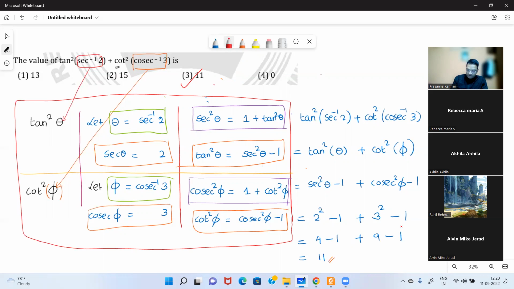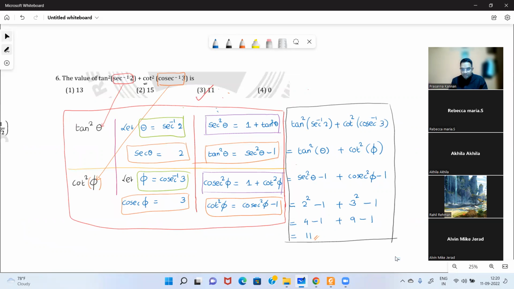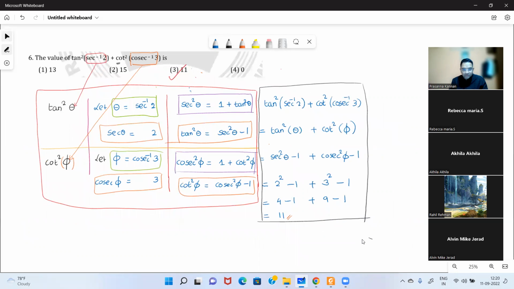These are all the background work, and the main solving is happening here. Are you clear with the way we have solved? Yes, sir. Let me explain this once more.